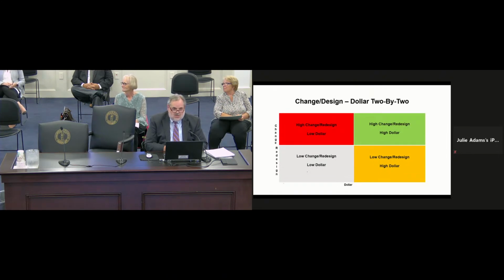If you look at this, on the y-axis is change, design. On the x-axis is dollars. I think we're in the bottom left-hand quadrant right now. Low change, low redesign, low dollar. Status quo. I don't believe we're satisfied with the status quo, or we wouldn't be here now. We'd be figuring out what happens next. So that's where we're at, I think.